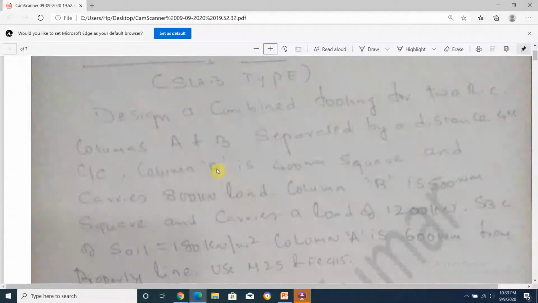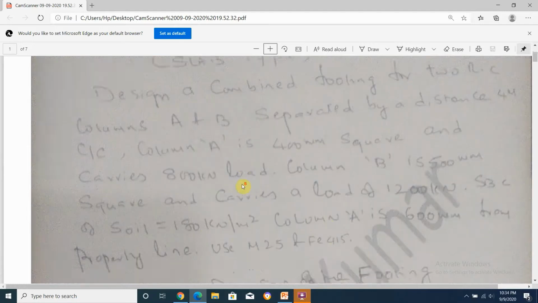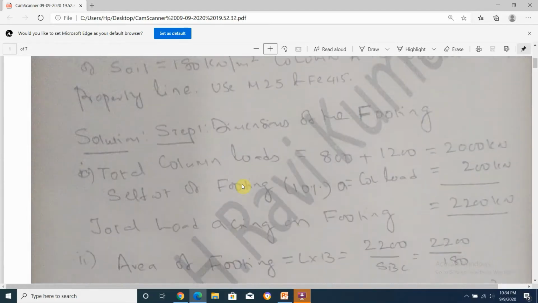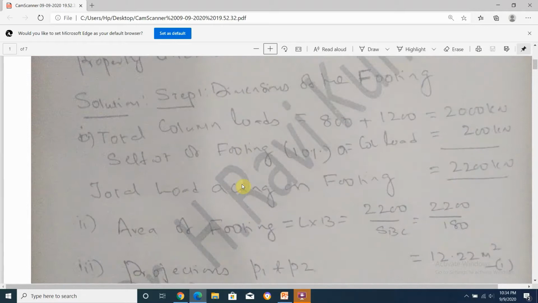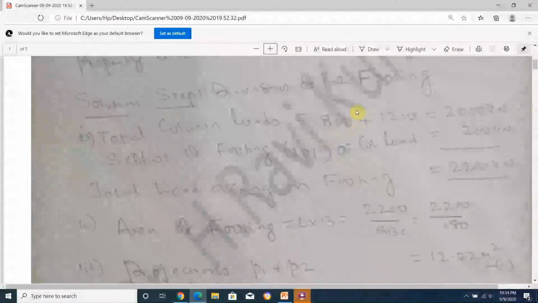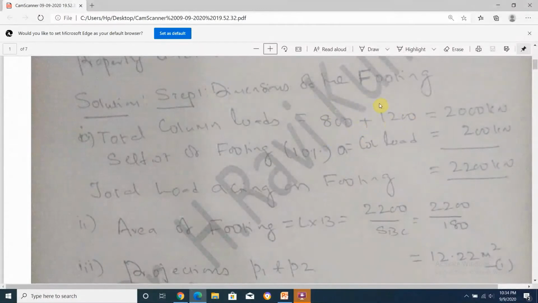So please make a note of this problem, where the data is given: two columns of sizes 400 mm and 500 mm, having unequal loads, one is 800 and the other is 1200. The safe bearing capacity of the soil is 180, and the materials used are M25 and Fe 415. Based on this, the first step is to find the dimensions of the footing. The first step is to find the total column load, that is 800 plus 1200, which is equal to 2000.